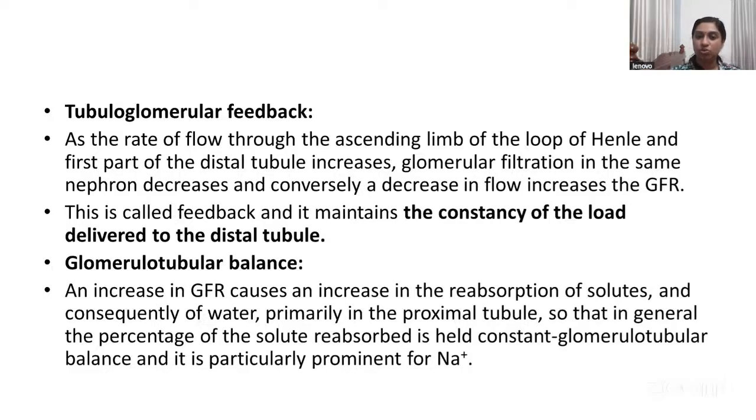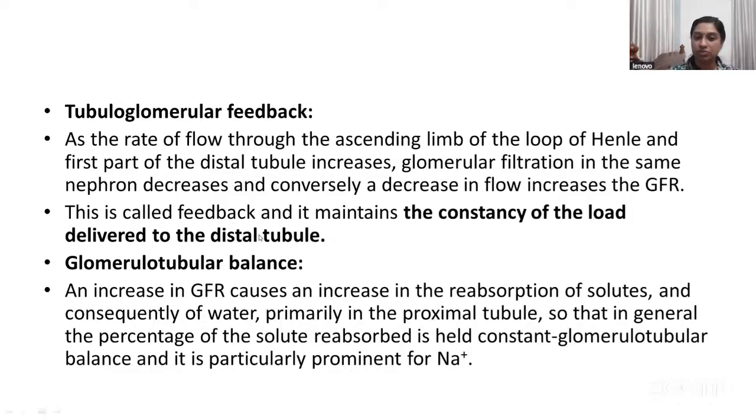As the rate of flow through the ascending limb of the loop of Henle and the first part of the distal tubule increases, that means the distal parts of the nephron are showing increased rate of flow. Okay, so glomerular filtration in the same nephron decreases, and conversely a decrease in flow increases it. That means the rate of flow is increased in the distal part of the nephron, which means more filtration is happening. So as a feedback mechanism, there will be a decrease in GFR.